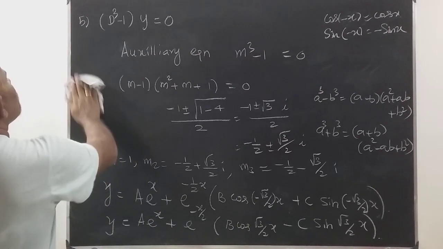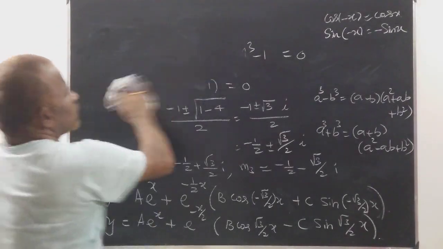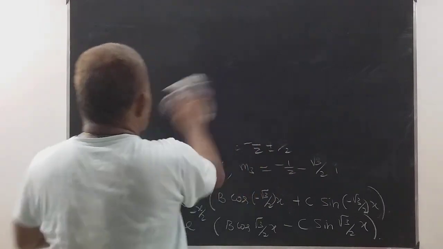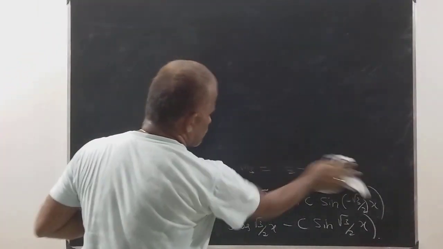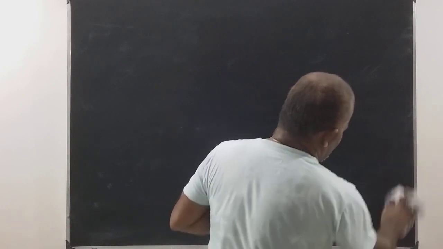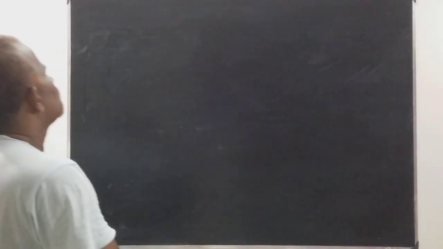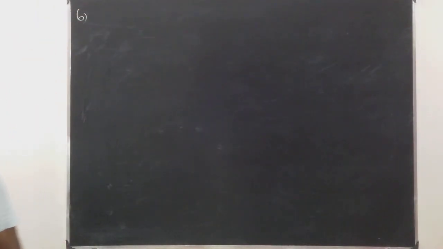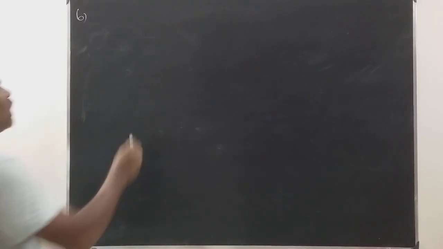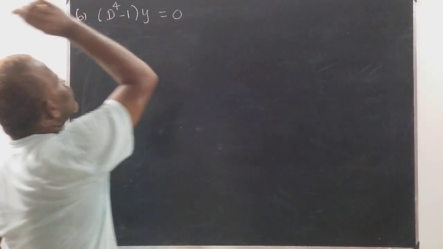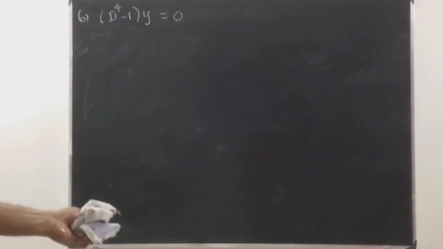One more problem. The sixth problem is D power 4 minus 1 into y is equal to 0. This is also important. Okay.